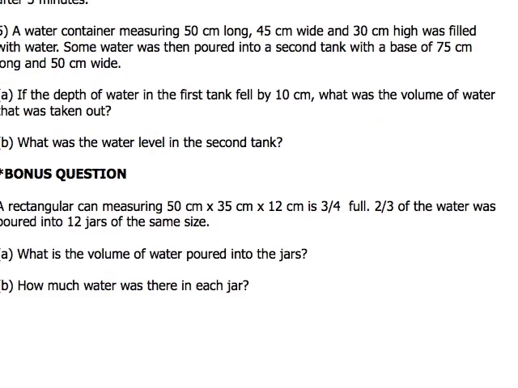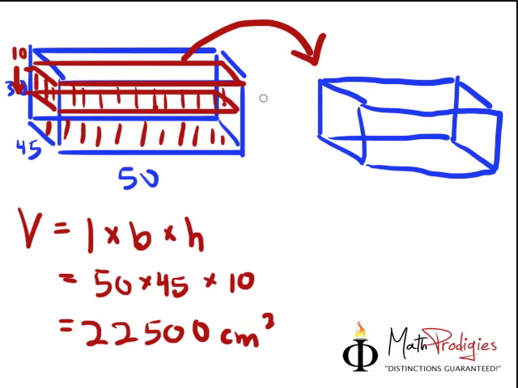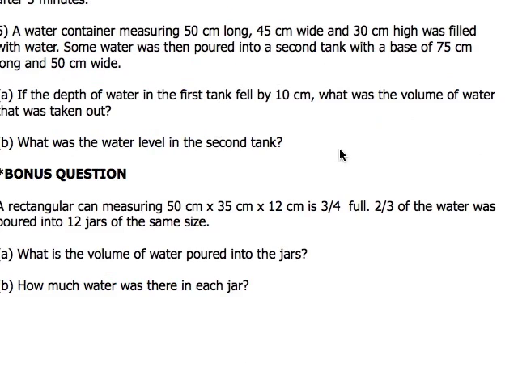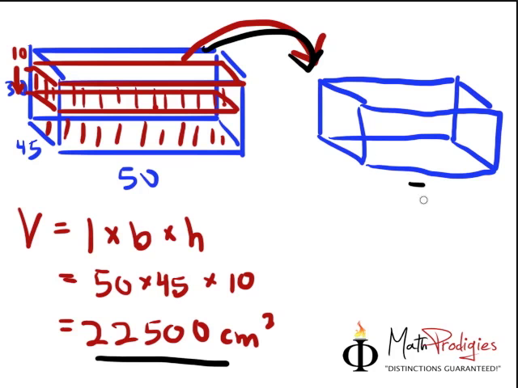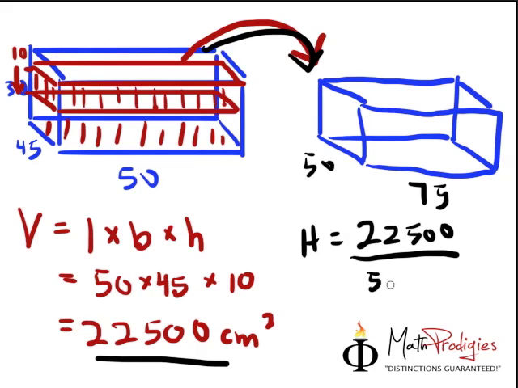Now for part B, what was the water level in the second tank? Now you know that this amount of water was being poured into the second tank, right? And what is the base area of the second tank? We already know, it's 75 by 50. So if we know the base area and we know the volume, can we find the height? Yes. So height equals volume, which is 22500, divided by the base area, in this case 50 times 75.